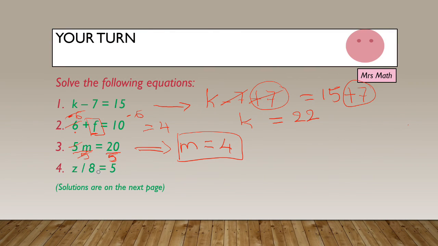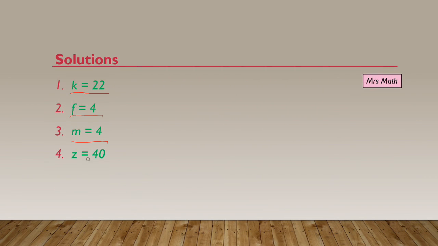The last one, z divided by 8 equals 5. Now z divided by 8, what is the inverse operation of division? Yes, it's multiplication. So we multiply both sides by 8. By multiplying by 8 on both sides, the 8 cancels with 8 on the left hand side, and z remains alone. z equals 5 times 8 equals 40. So the answer is 40, as you see here on the page.